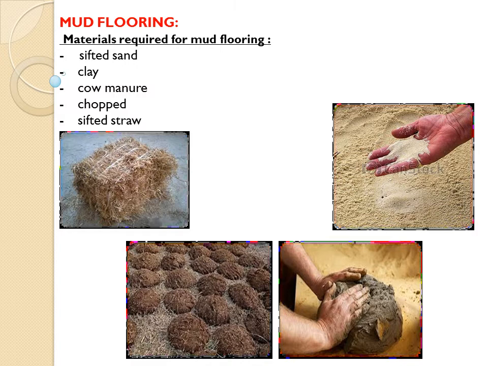So basically all these materials are locally available wherever there is a huge agricultural land, from where you can easily get the sand, then clay, then cow dung manure, because definitely agricultural land will have animals for plowing.